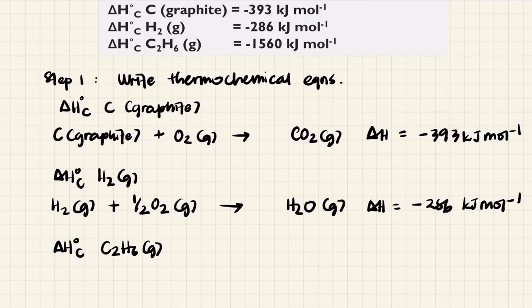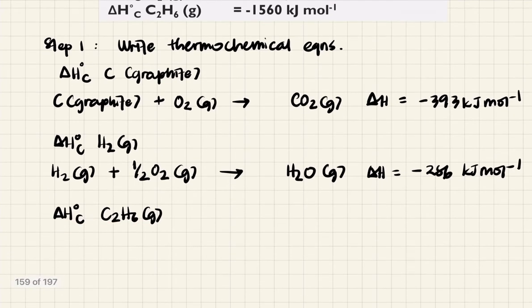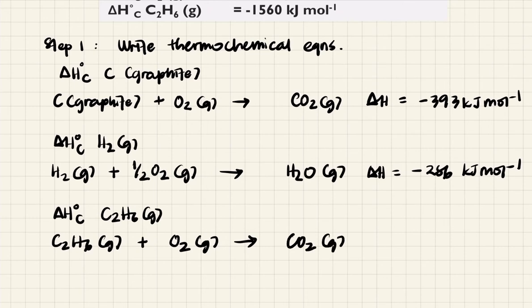Next, you're going to write down the thermochemical equation for combustion of C2H6, your ethane gas. So let's write C2H6. When you have a hydrocarbon being burned in oxygen, you will get carbon dioxide and water because you have carbon and hydrogen. So carbon dioxide and water. Your delta H will be minus 1560 kilojoule per mole.